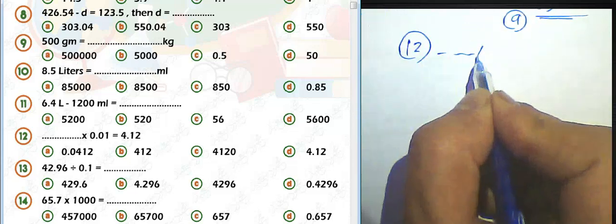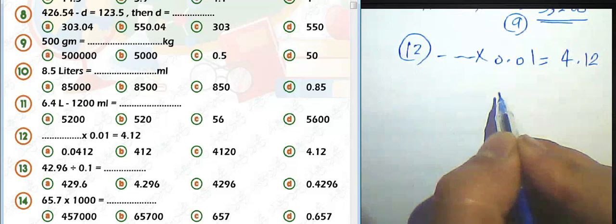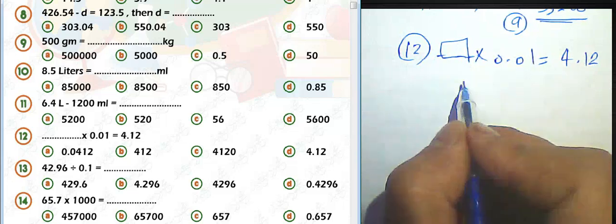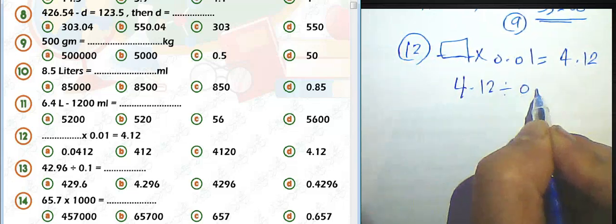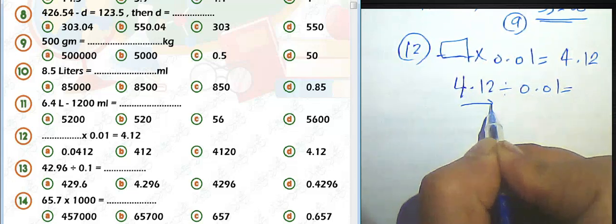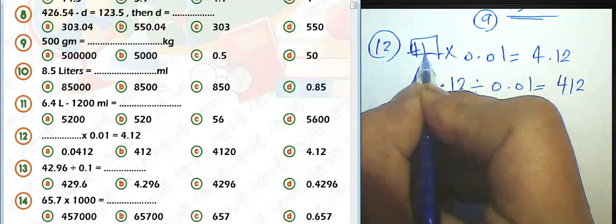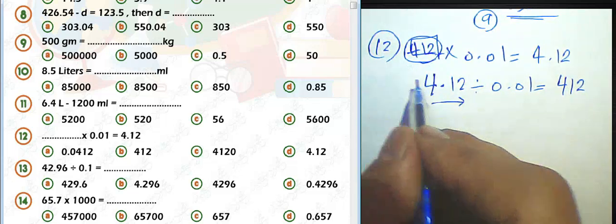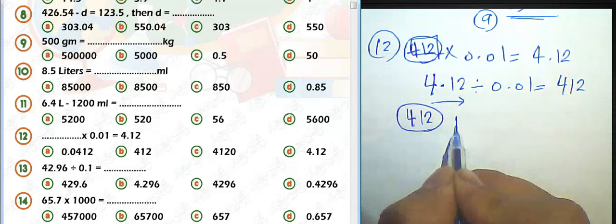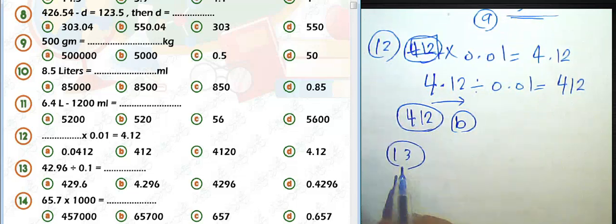Question 12. Space multiplied by 0.01 equals 4.12. We can find the result by dividing 4.12 by 0.01, which is 1/100. We must move the point from left to right by 2 digits. Then the result will be 412. We must write 412 here. For question 12, choose letter B, the result will be 412.